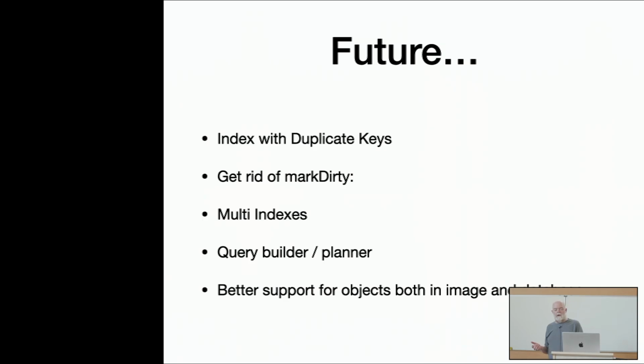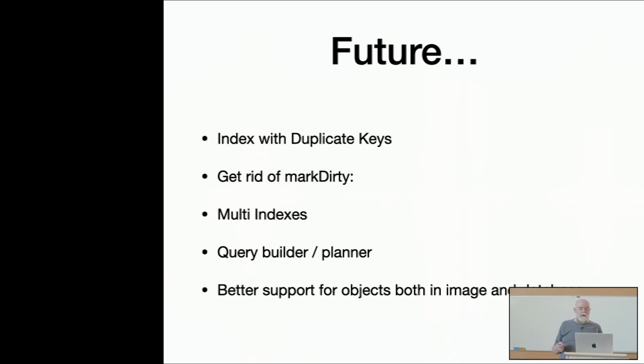Another idea on the list is multi-indexes. If you have a person, you want to index first name and last name, and you don't want to do multiple dictionaries. You would like to have a collection where you put them in, and it knows how to do multiple indexes, or you can define multiple indexes with different features.